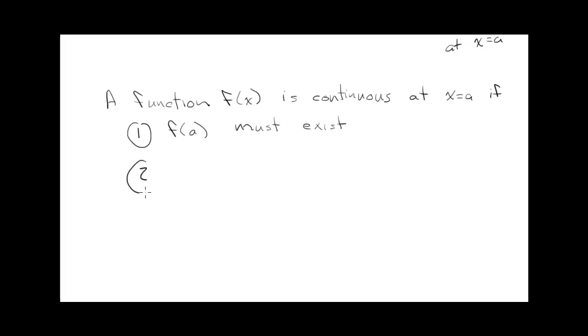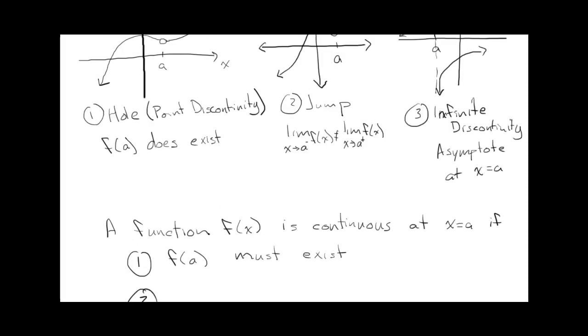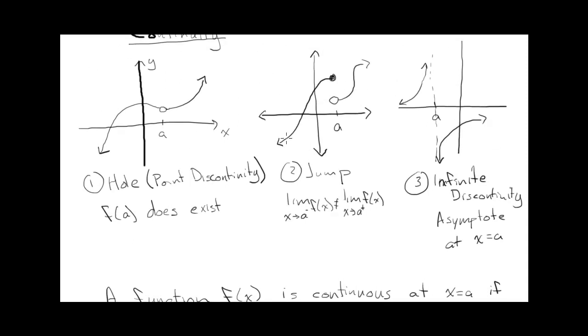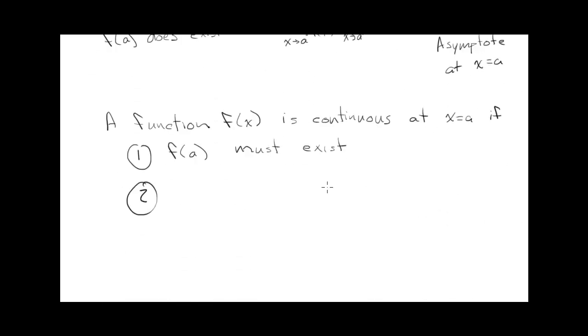The second condition comes from the second example. The problem with this one was the limit from one side didn't equal the limit from the right side, so we had a jump. We have to make sure that the left and right limits exist. That basically means the overall limit will exist, because if the left and right limits don't exist, then the overall limit doesn't exist.